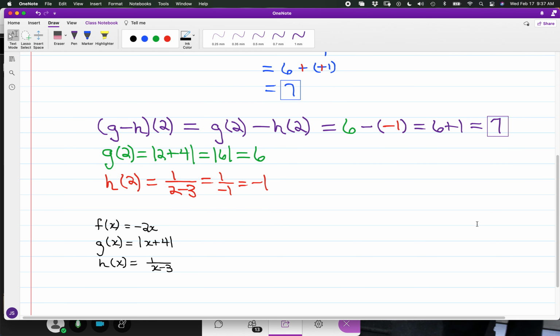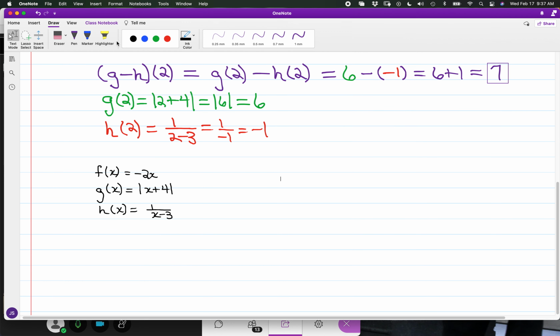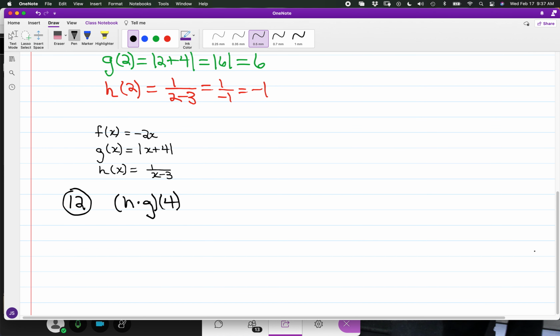There we go. All right, so for number 12, we have h times g of 4. I'll show you the general case and the specific case for this problem. If I were to take h times g of x, we will have h of x times g of x.